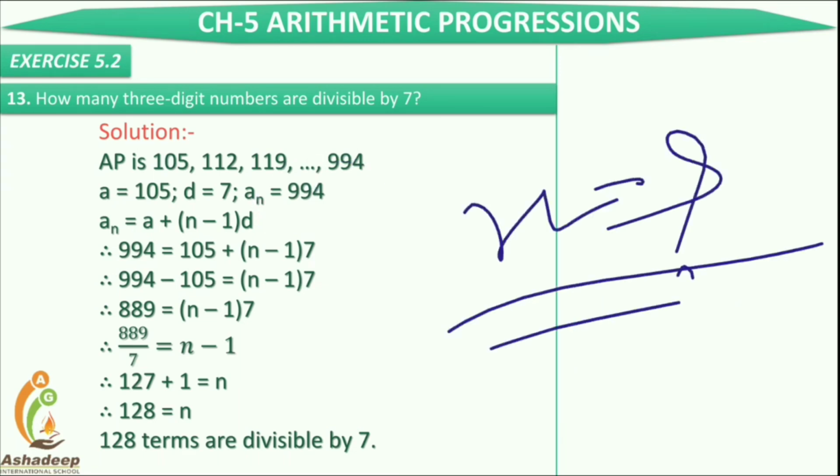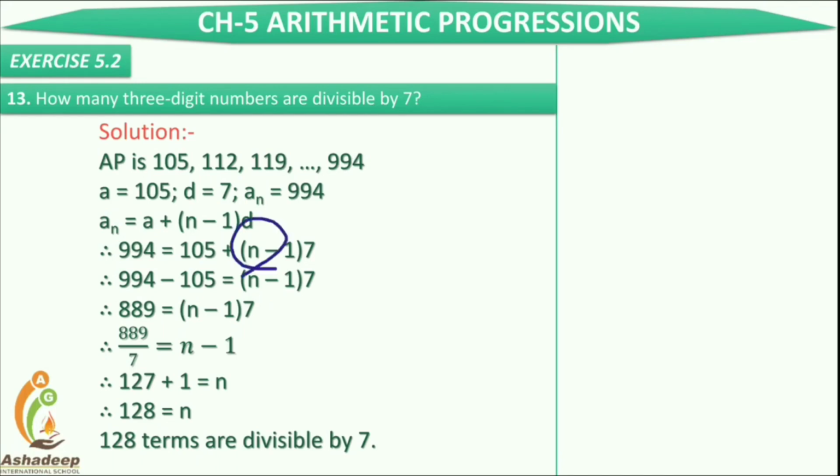Simple. Now an के formula में रख दो सब कुछ. a की value available है, d की value available है. Now what we have to find out is n. So we can find it out. ये जाएगा माइनस हो जाएगा 999, 889, 7 ऊपर चला गया नीचे. So n minus 1, minus 1 इस साइड आएगा तो plus 1. Answer is 128.